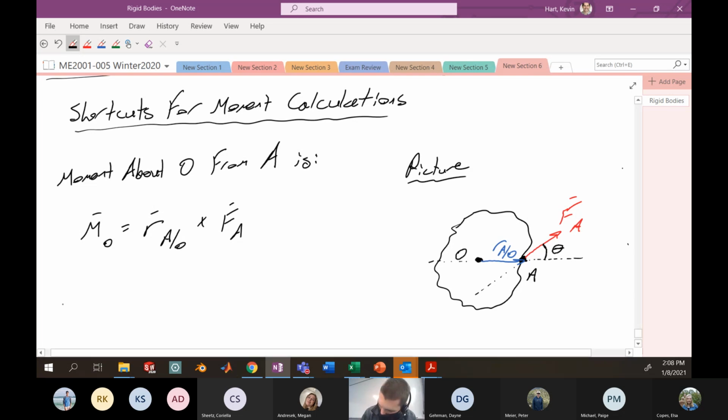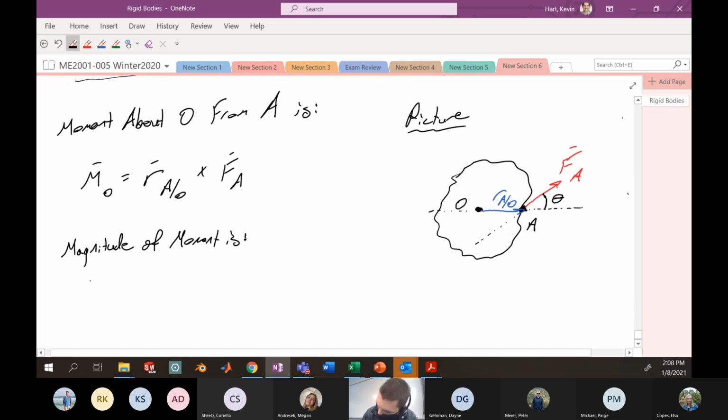I know the magnitude of my moment is the following. The magnitude of M_O is the magnitude of the position vector multiplied by the magnitude of the force times the sine of the angle between them.